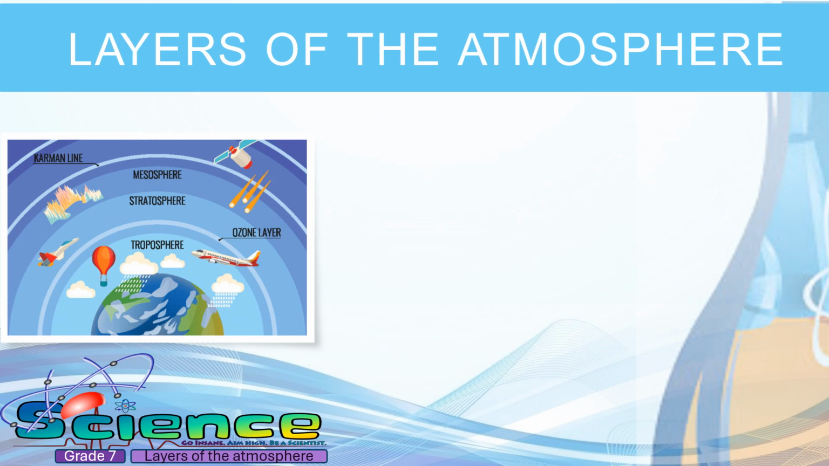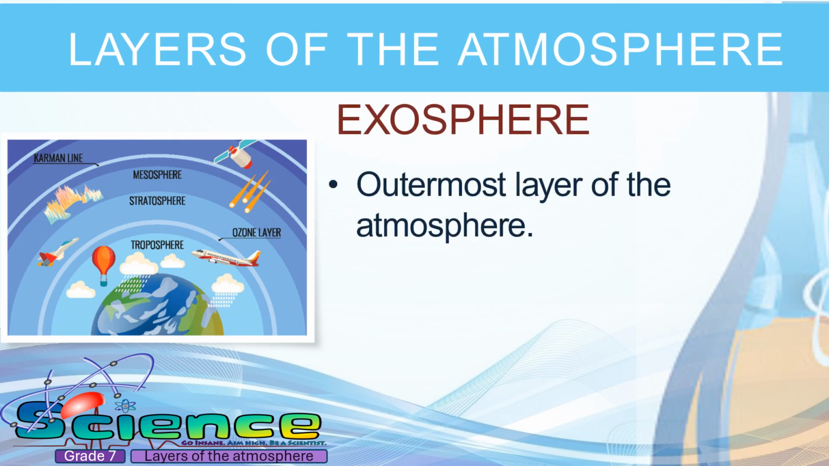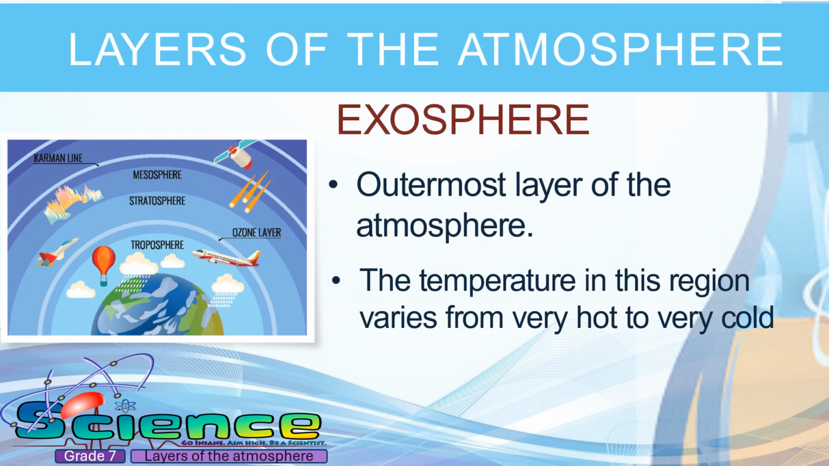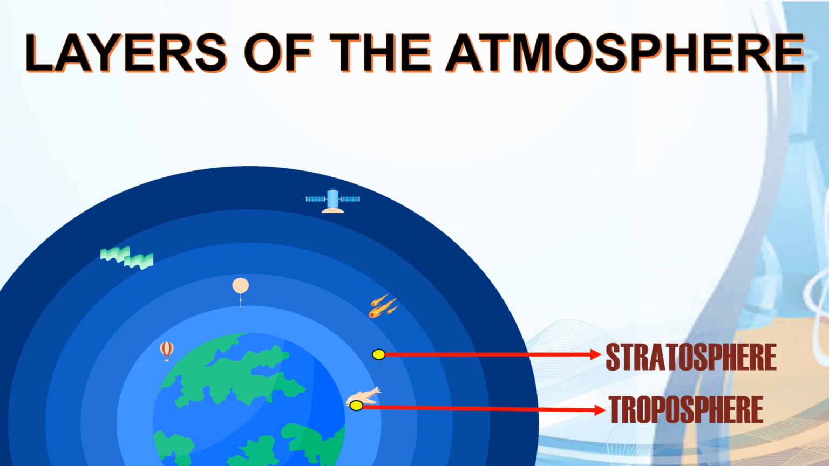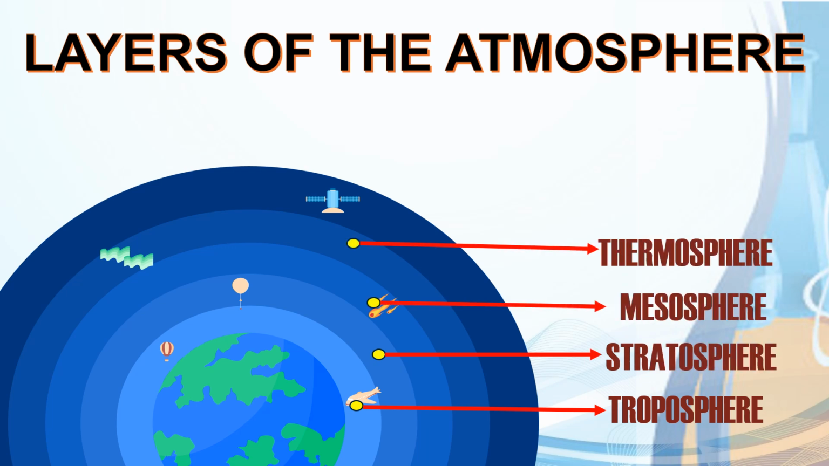The last layer, which merges into outer space, is the exosphere. The temperature in this region varies from very hot to very cold. And those are the different layers of the atmosphere. Starting from the ground, we have troposphere, stratosphere, mesosphere, thermosphere, and exosphere.